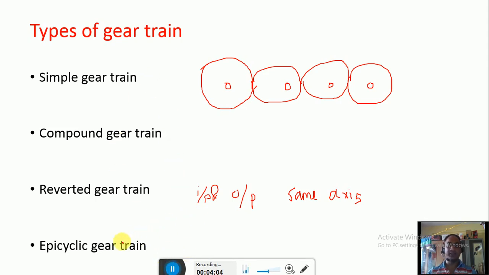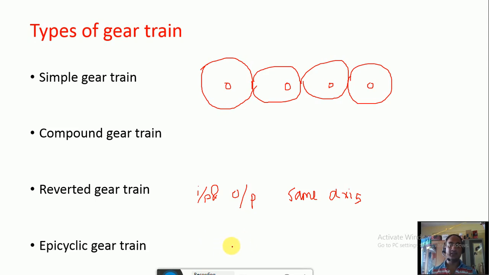Then the epicyclic gear train. In the previous types of gear trains we have seen that the shaft axes are fixed. Shafts are rotating about a fixed axis, so the shafts do not move anywhere in the system, only the gears rotate. But in an epicyclic gear train, in addition to the rotation of the gears, the shafts are also rotating about a particular axis.